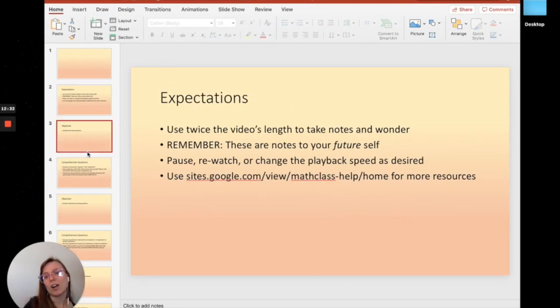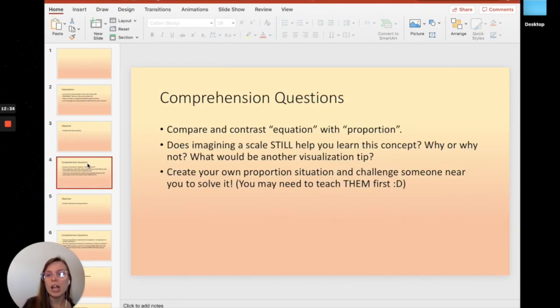And then our comprehension questions are the same as before. Compare and contrast equation with proportion. Are they similar? Are they different? How do they help each other? And then do you still use scales when you're solving your equations? And then create your own proportion situation and challenge someone else to solve it. You may have to teach them first, but challenge them to solve it or have them make one for you and then you solve it.